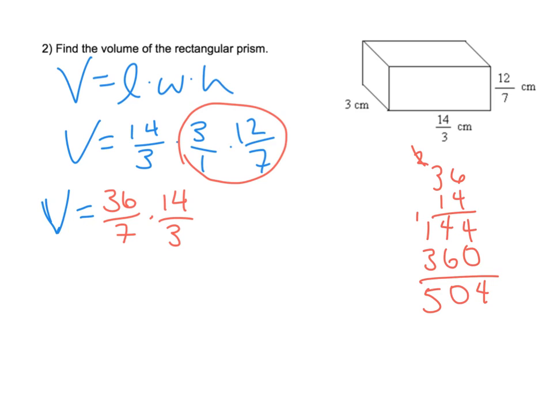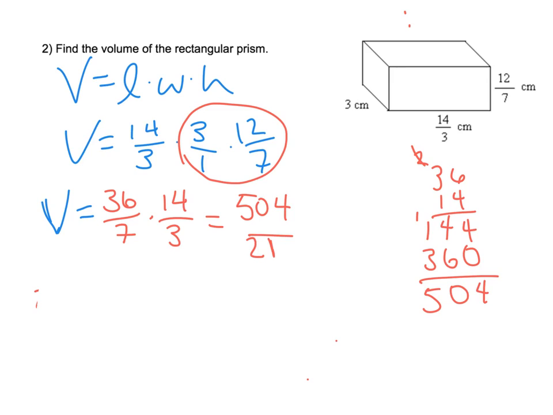And my answer up top is going to be 504. And on the bottom, 7 times 3 is 21. All right, so now 504 21sts does not really make sense to us, most likely. So let's see if we can simplify this a little bit more to make it easier to understand.